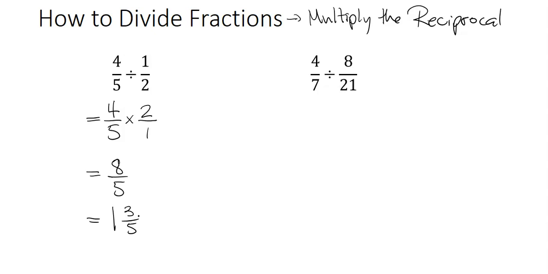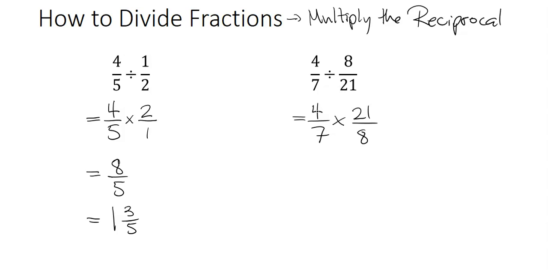All right, so let's practice this again here. 4 over 7 divided by 8 over 21. Well, first fraction doesn't change. Division becomes multiplication, and then we write the reciprocal. Turn that second fraction upside down. Cancel common factors before you multiply. And you want the greatest common factor.